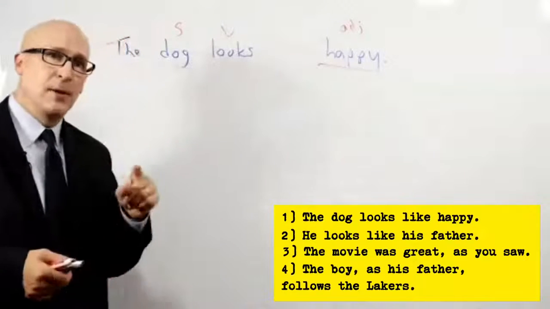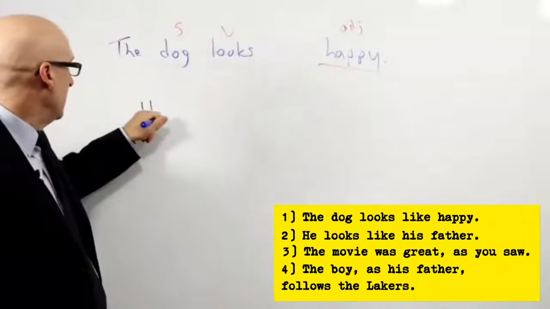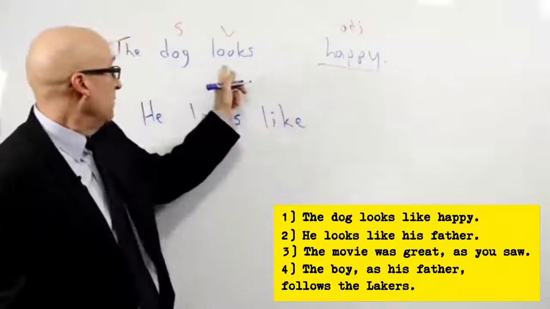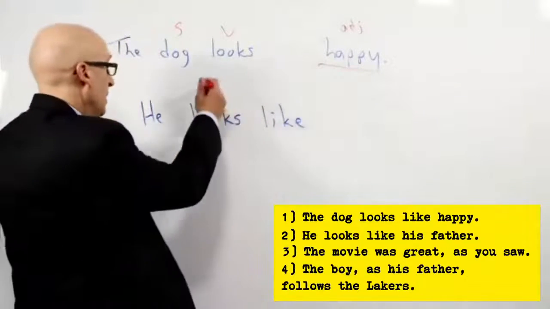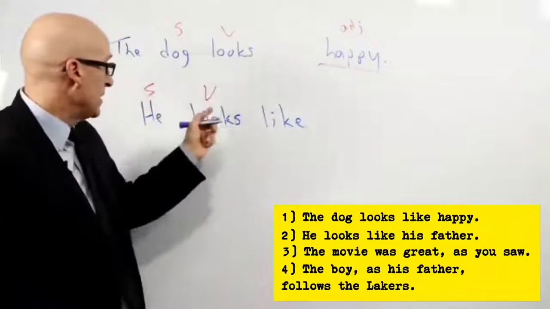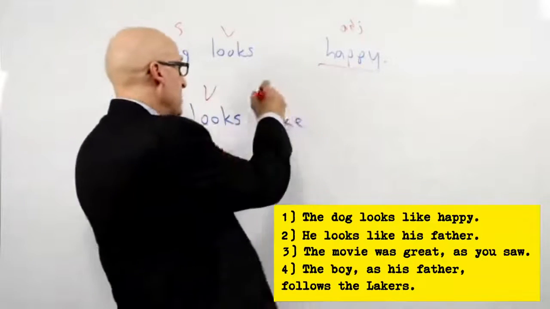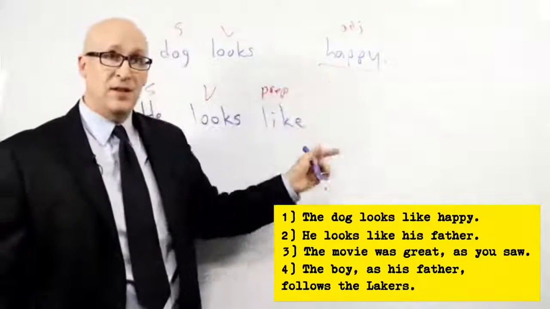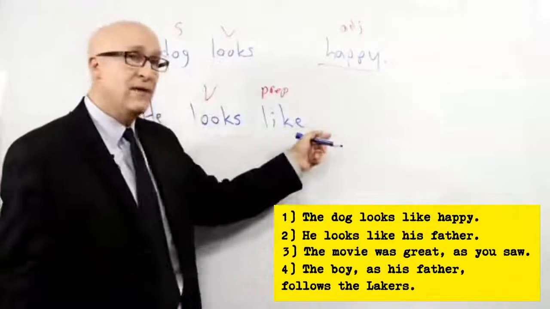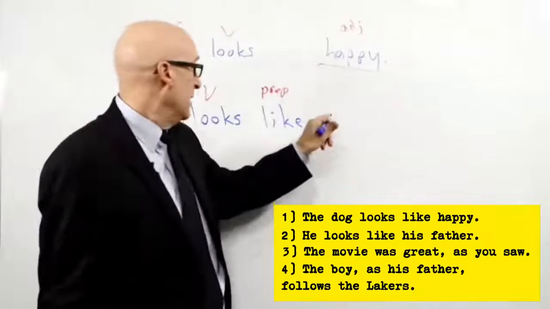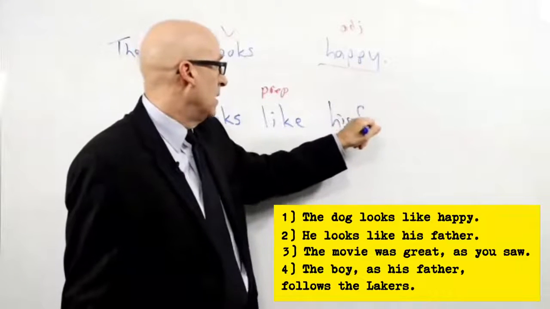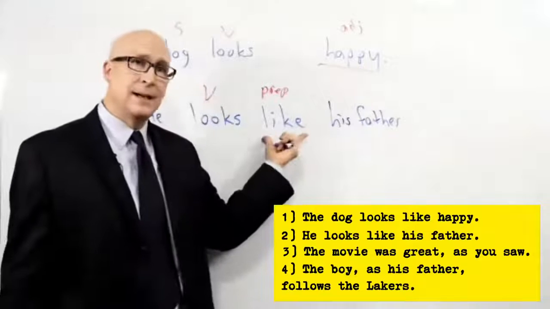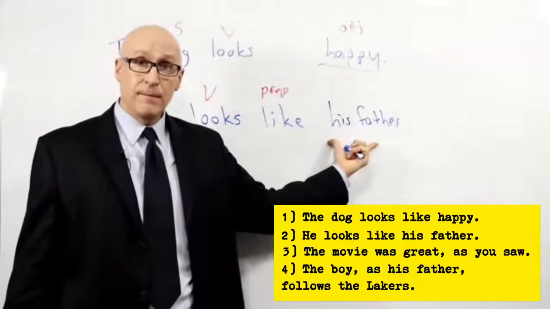Number one. Number two, he looks like, remember here we had looks, same verb, subject, verb, we have a clause. He looks like, which was a preposition, right? And here we had an adjective after the preposition, and that made it wrong. What do we have now? Now we have a noun, his father. That is fine, because the preposition like connects his father.